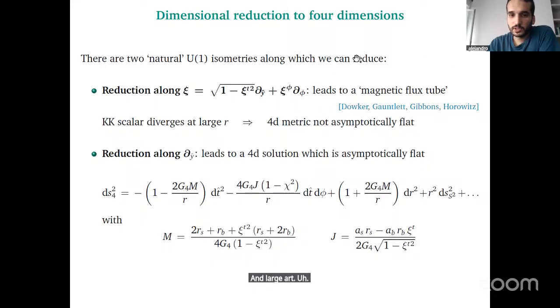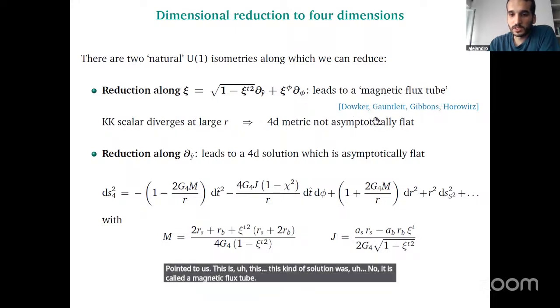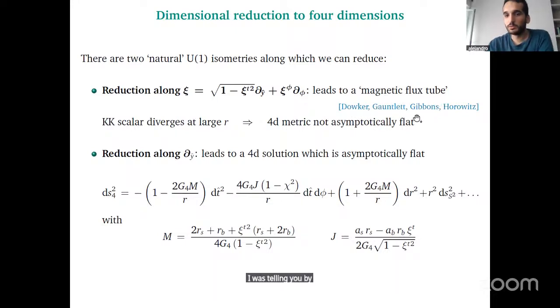As Pierre pointed out to us, this kind of solution was known. It is called a magnetic flux tube and was studied by Dowker, Gauntlett, Gibbons, and Horowitz.